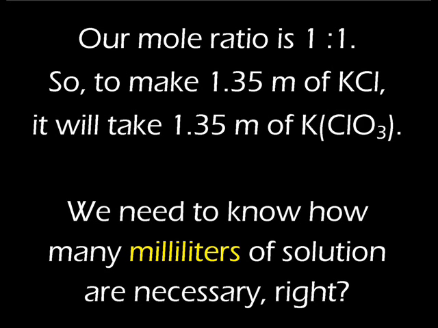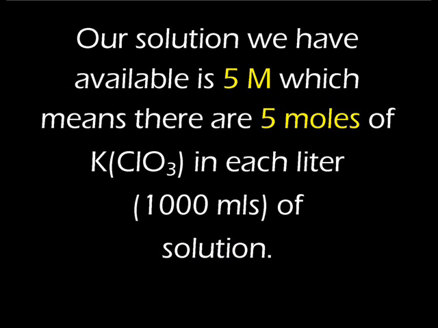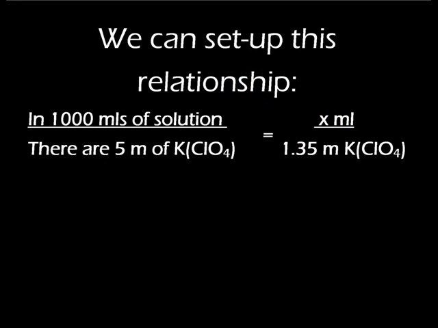If our available solution is 5 molar, that means there are 5 moles of potassium chlorate in every 1,000 milliliters of solution. Knowing that, we can set up these two equivalent fractions. We can say in 1,000 milliliters of solution, there are 5 moles of potassium chlorate, which is equal to X milliliters in the 1.35 moles of potassium chlorate.